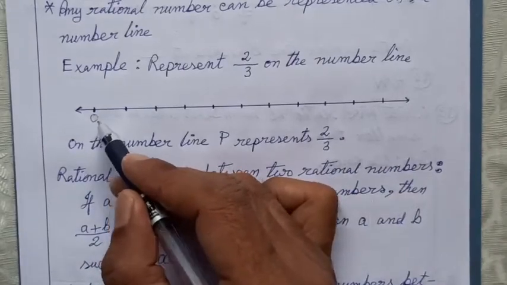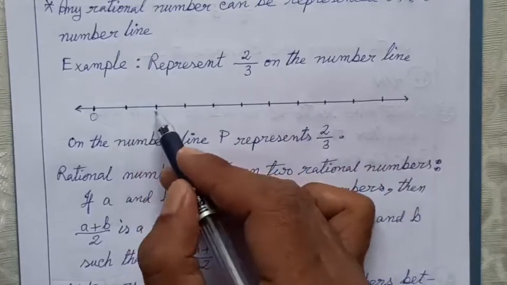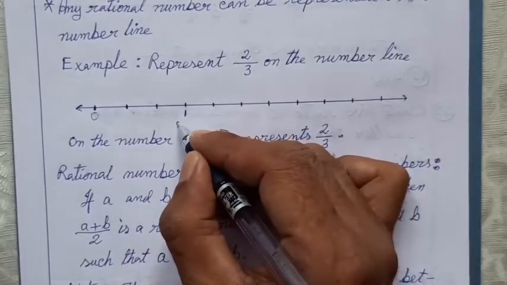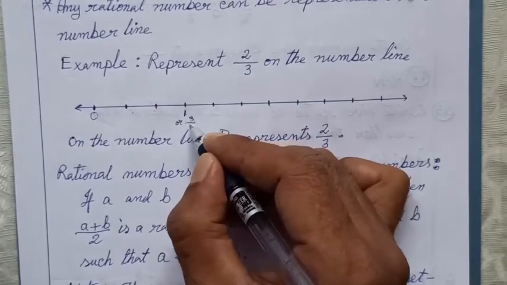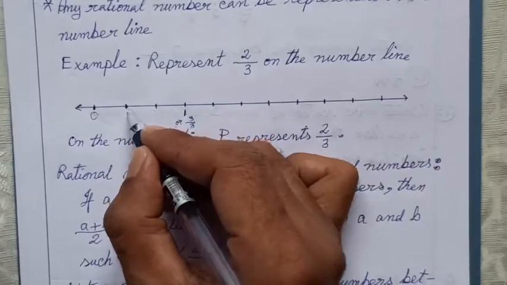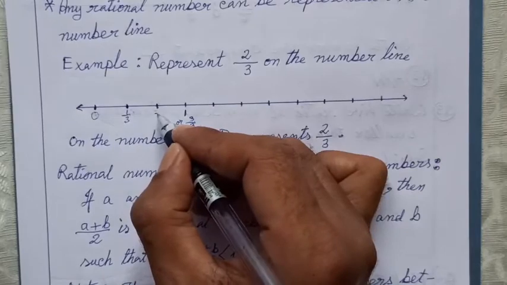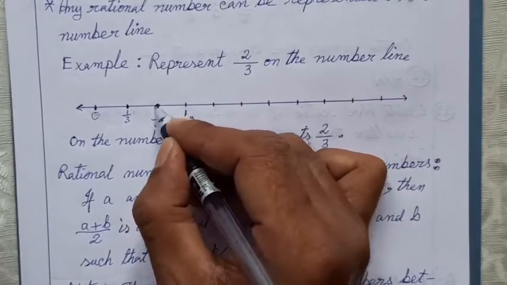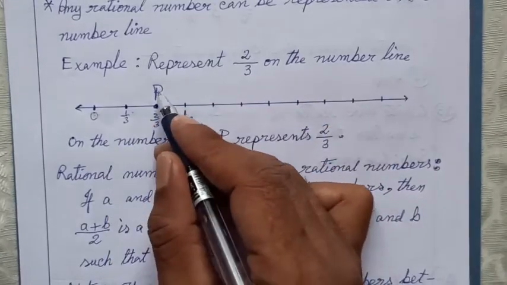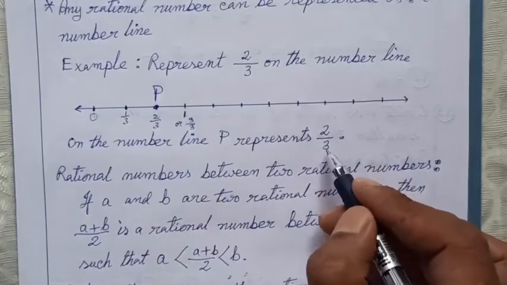So here is 0, 1, 2, 3. You see the denominator here, the denominator is 3. So 1, 2, 3. Now this will be 1, and this number 1 is same as 3 by 3. So 0, now this first point will be now 1 by 3, and this second one will be 2 by 3. And let us suppose that this is P. So now this P will represent 2 by 3 on the number line. On the number line, P represents 2 by 3.